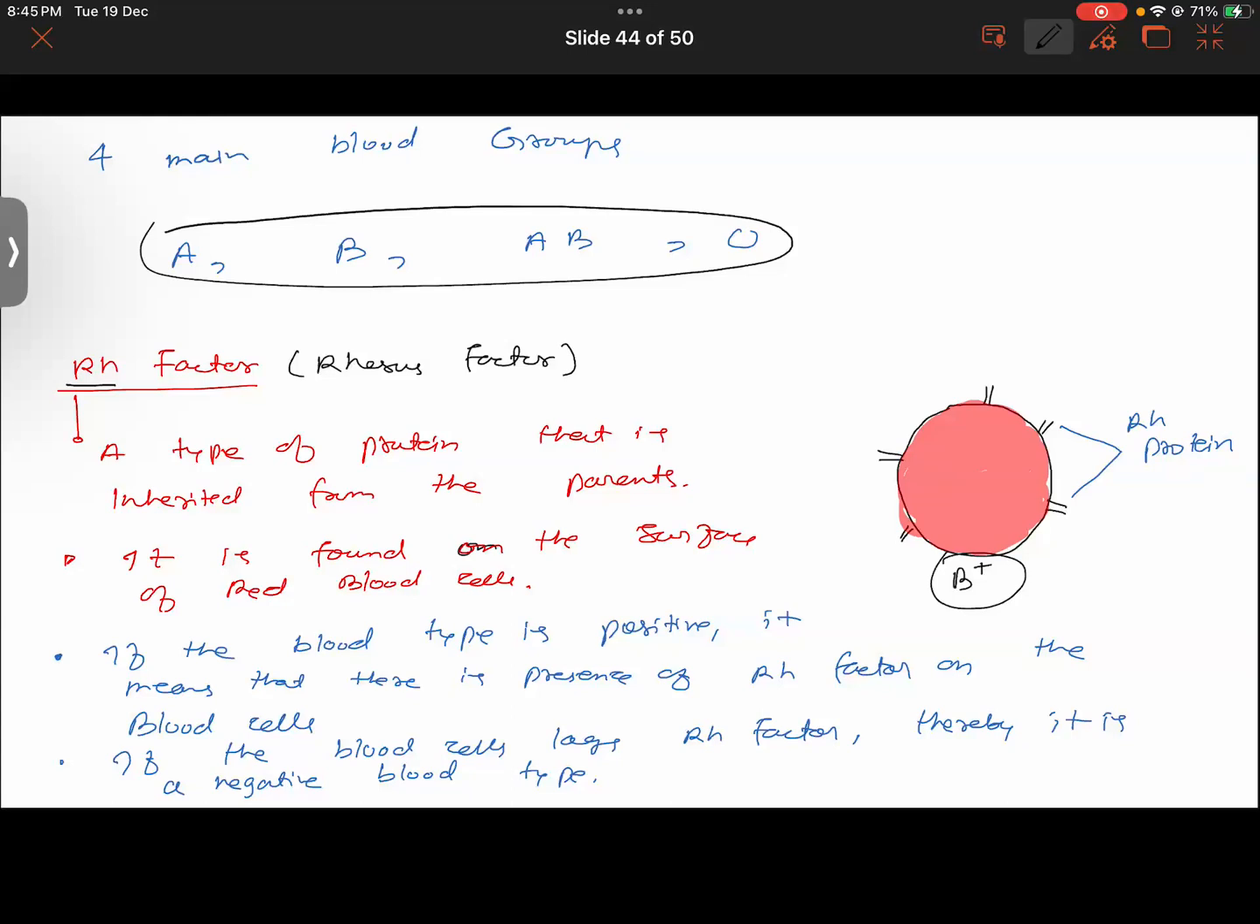Okay, hope it is clear. Now understand about the different types of blood groups: A, B, AB and O. Apart from this, I think you should be aware of one more thing: the RH factor. Hope it is clear.